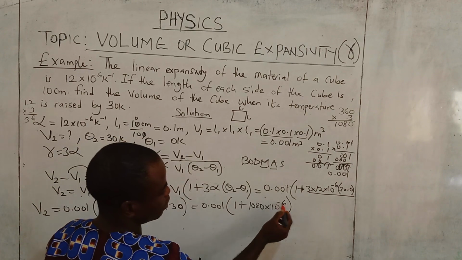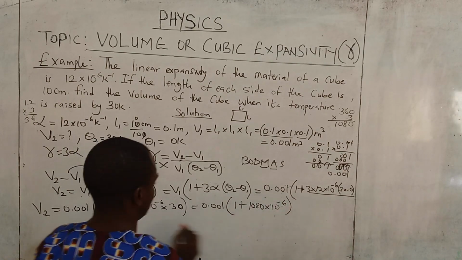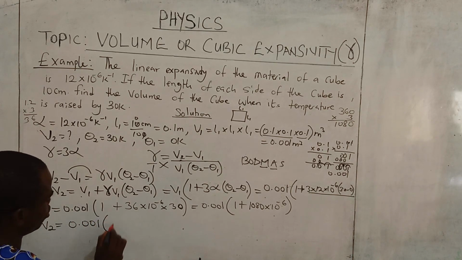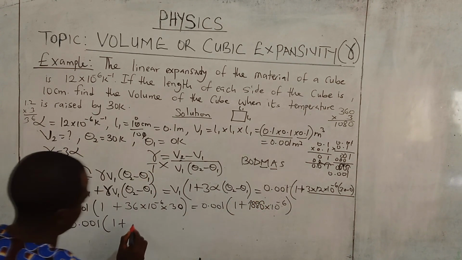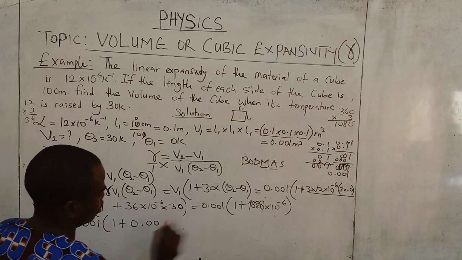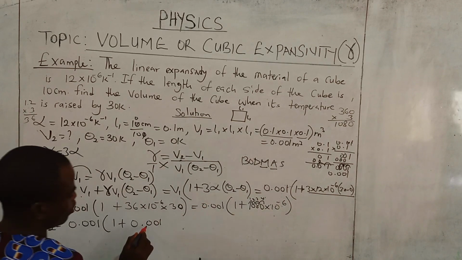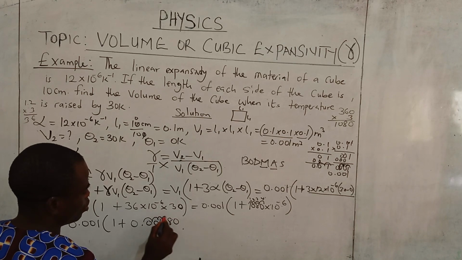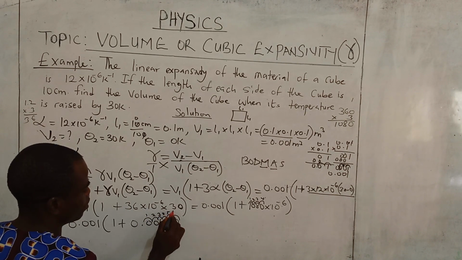Okay, now since you have minus 6, when you are putting the 0, you need to shift 6 times. Now you have V2 equals 0.001 times 1 plus. You need to shift. This one is 1, 2, 3, 4. You have 0.00. We need two more, to be equivalent to minus 6.